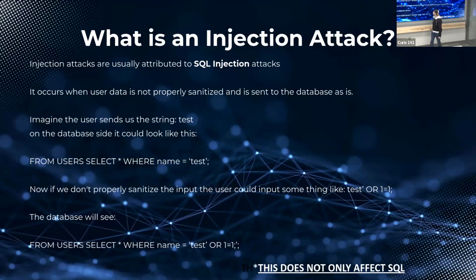Now, if they're not properly sanitizing it, it could output something in there, putting something like this: test, single quote, or 1 equals 1. The database in turn will see "select all from users where name equals," and it's just concatenating straight in. You'll see test or 1 equals 1, and you'll see the colon, but then you also see that little extra quote still on the end. So you can just imagine it's just pasting it in.